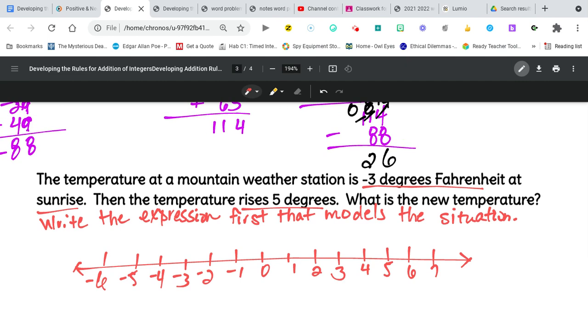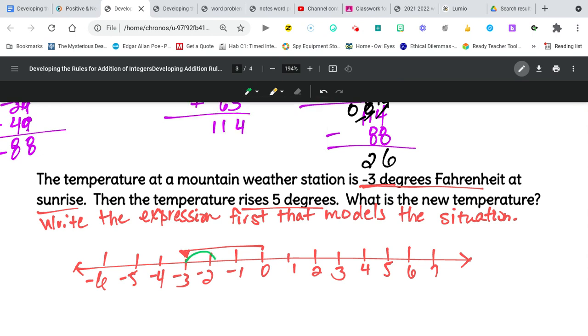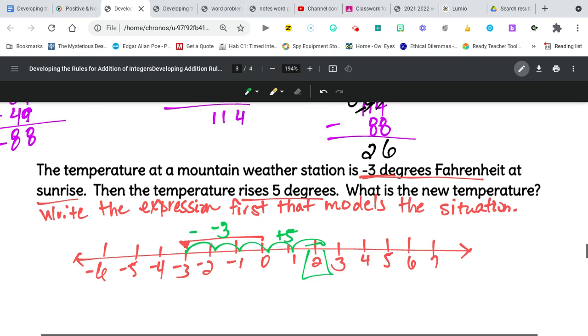So it says it's -3 degrees at sunrise. So I'm going to start at 0 and go to -3. And then it rises 5. Well, to rise 5 means that's plus 5. It goes up. 1, 2, 3, 4, 5. So the new temp would be at 2. And I'm going to put that this was -3 and this was plus 5. So the new temperature is 2 degrees Fahrenheit.